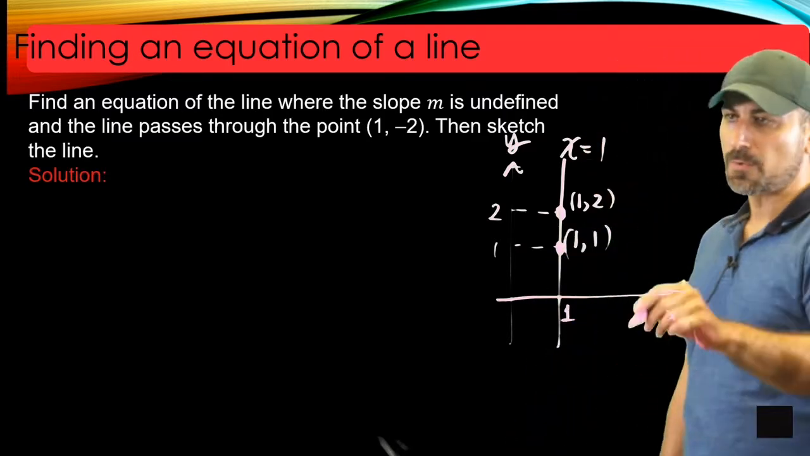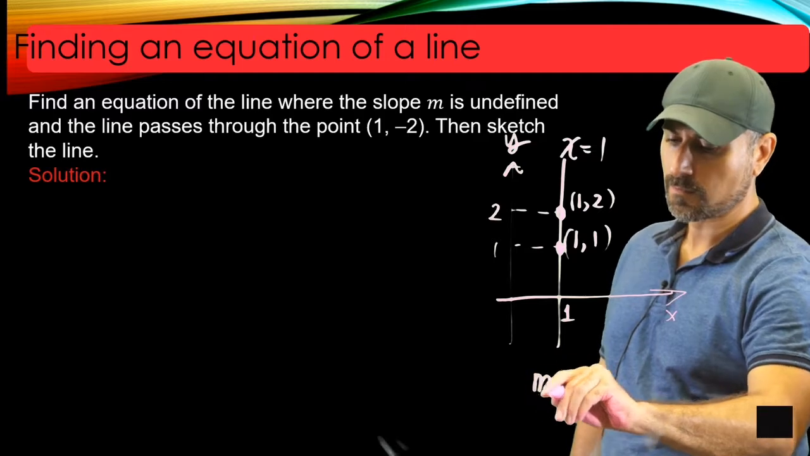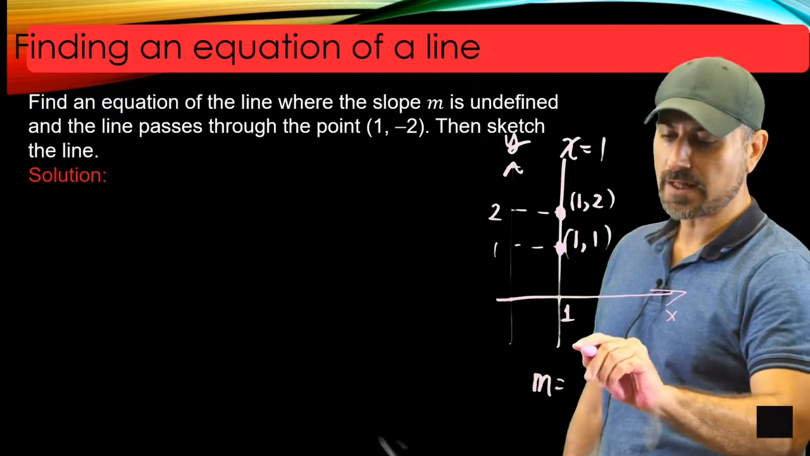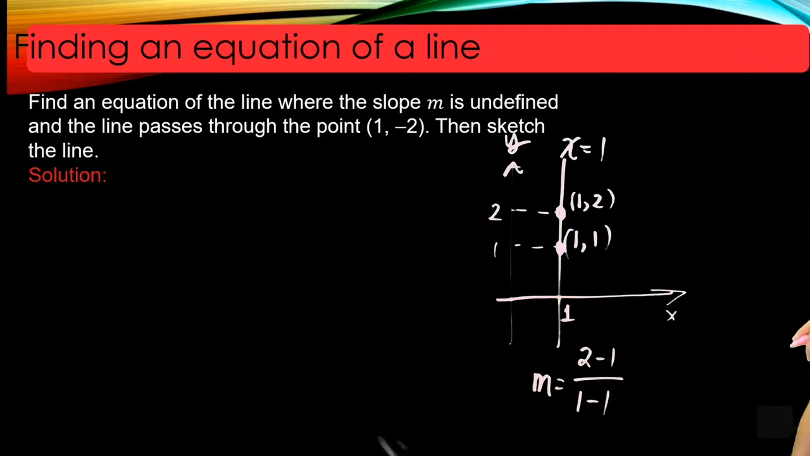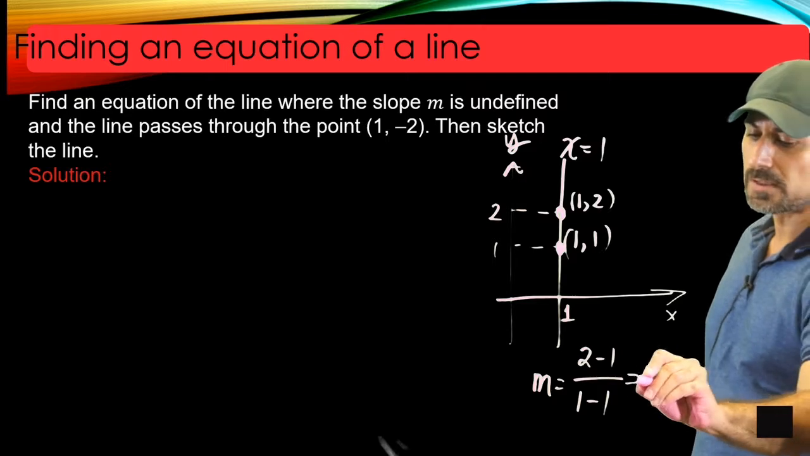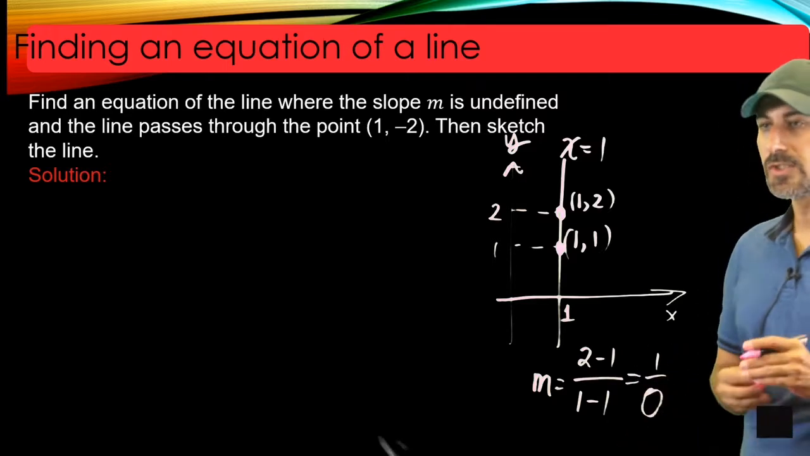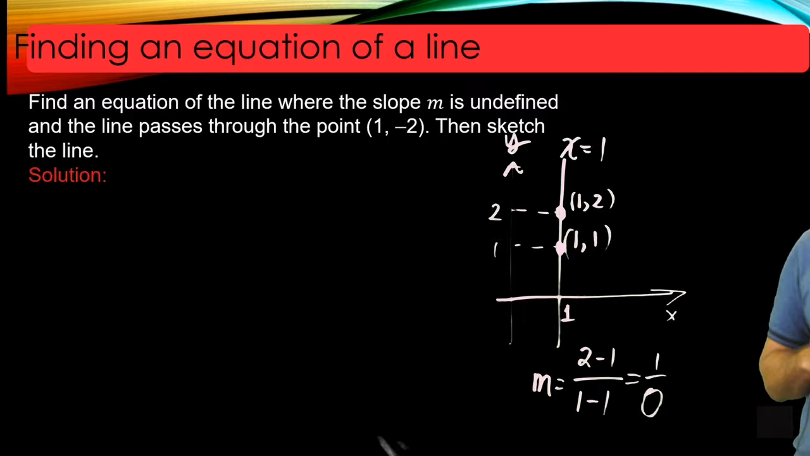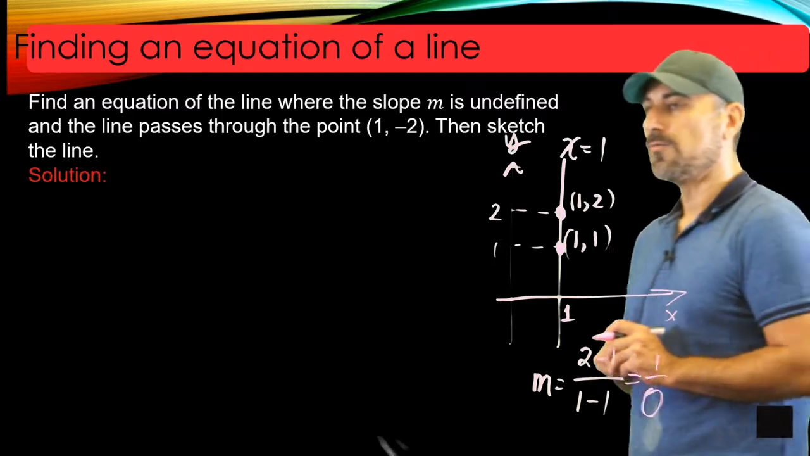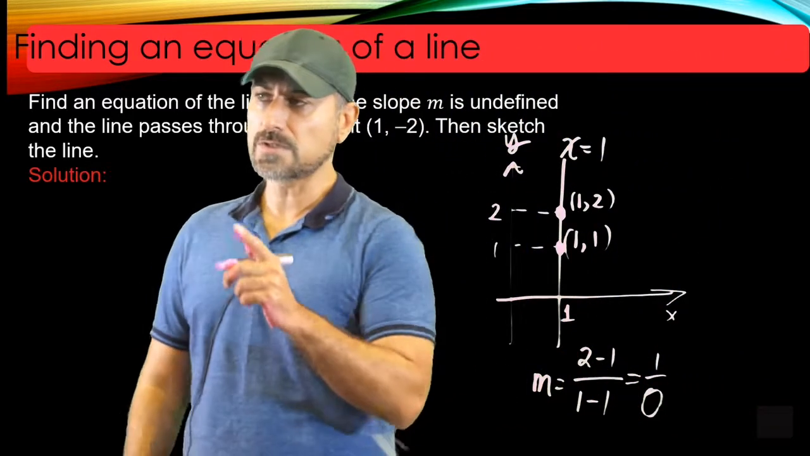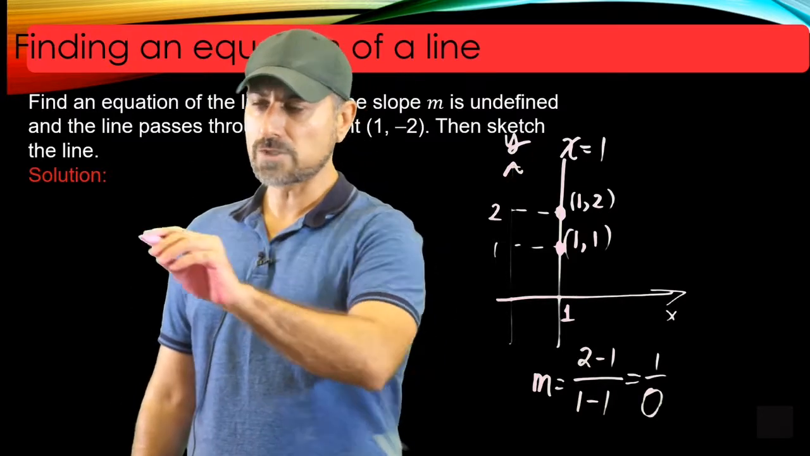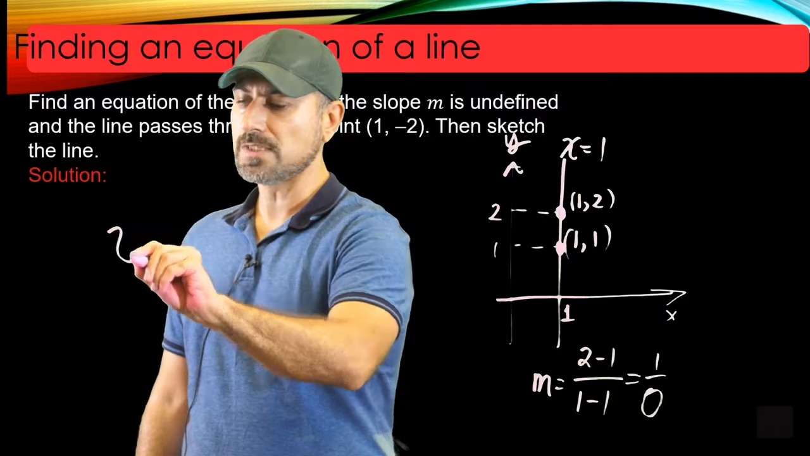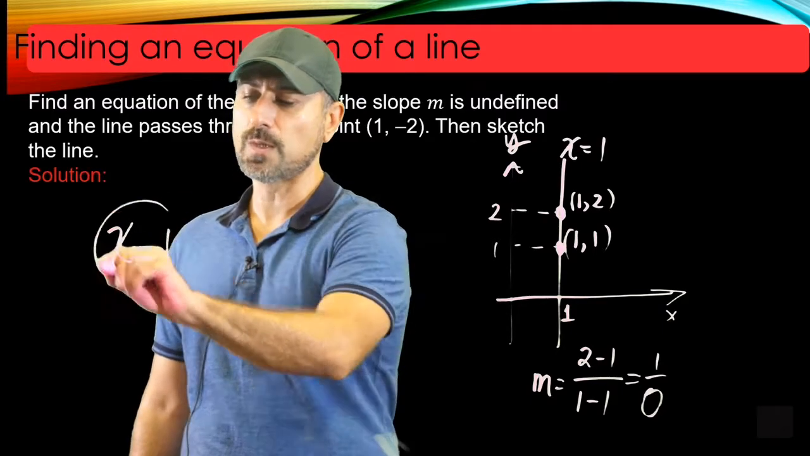And if you look at the slope of this line, the difference between the y values divided by the difference between the x values. So what do we get? It's 2 minus 1 divided by 1 minus 1. It's 1 over 0. As you see, the slope is undefined. Okay? So as an answer of this question, this point passes through x equals 1. So the equation of the line that I'm after is going to be just x equals 1.